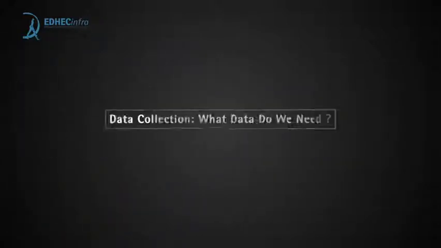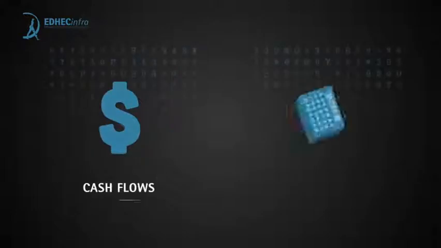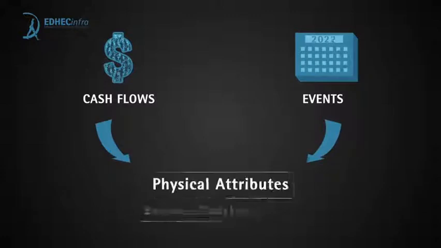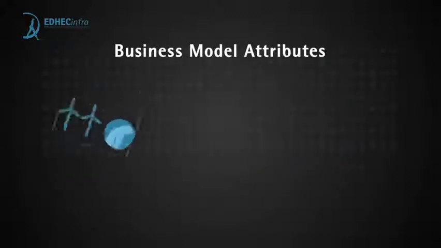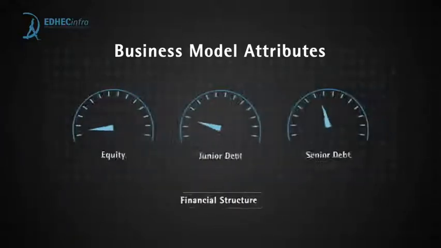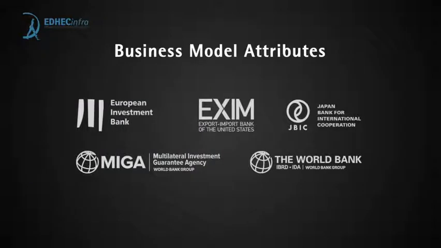In the EDIC Infra framework, there are two main types of data we need to collect: cash flows and events. We give each of these data points a set of attributes. Physical attributes, such as size, capacity, location, or technology. And business model attributes, such as type of contract or tariff regulation. Financial structure, or guarantees provided by third parties.